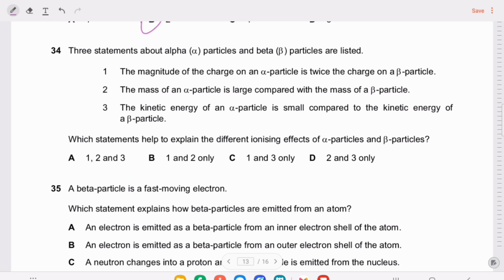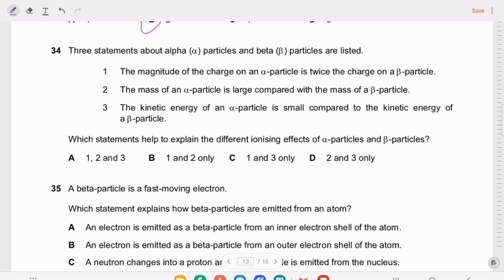Alpha particles have double the charge and much greater mass. Because of this, they interact strongly with atoms. As they move through matter, they knock electrons out very effectively. This creates many ions. That's why alpha particles are highly ionizing. When we look at statement 3, the kinetic energy comparison does not explain the ionizing difference. So statement 3 is not needed at all.